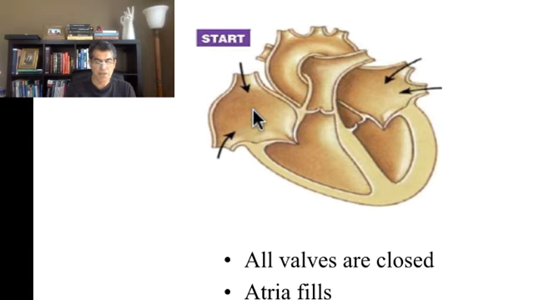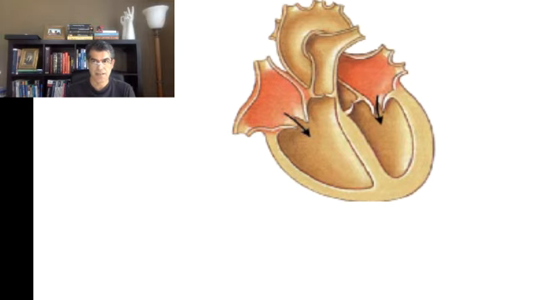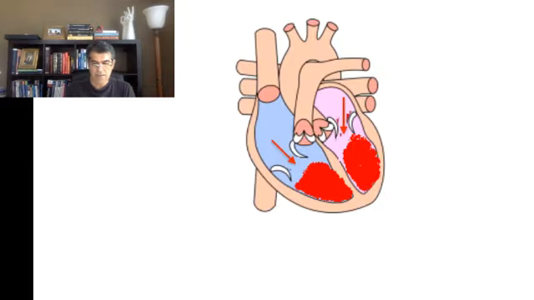When the pressure inside the right atrium exceeds the pressure of the right ventricle, this valve is going to open, just like this. This blood is going to rush inside the ventricle. When the blood comes inside the ventricle, this is called rapid ventricular filling.